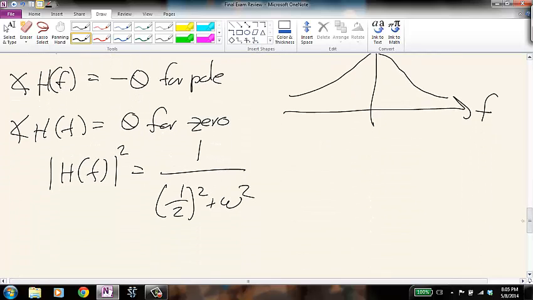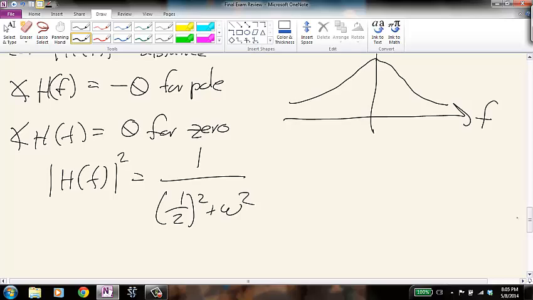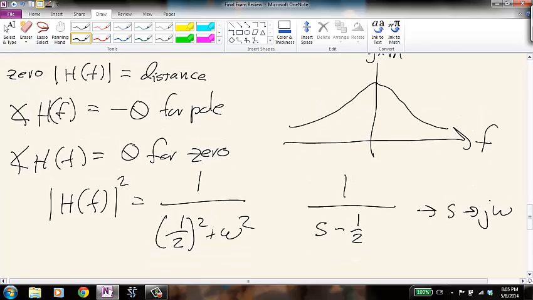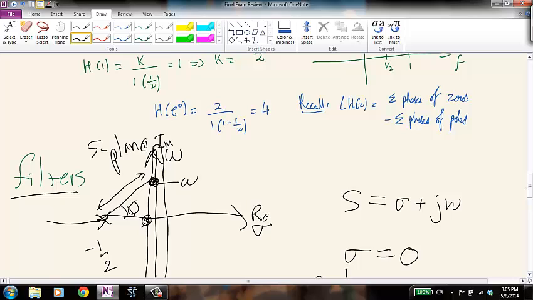We could do the same thing without the triangle. We could write it in the form 1 over s minus 1/2. Then s goes to j omega, and we multiply by its complex conjugate, and we get the magnitude. Or we can just look at it as a triangle. So this might be a shortcut if you're trying to find the gain quickly on an exam.